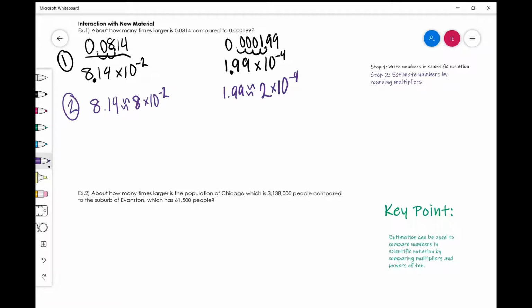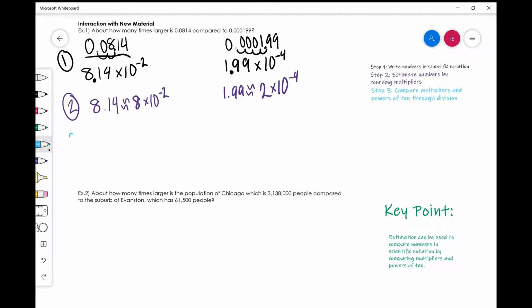Again, remember that when we're estimating our numbers, we're only estimating our multipliers. We're keeping the magnitude or the power of 10 the same size. We've estimated our numbers. Let's go ahead and move to step 3, which is going to be to compare our multipliers and our powers of 10 through division.